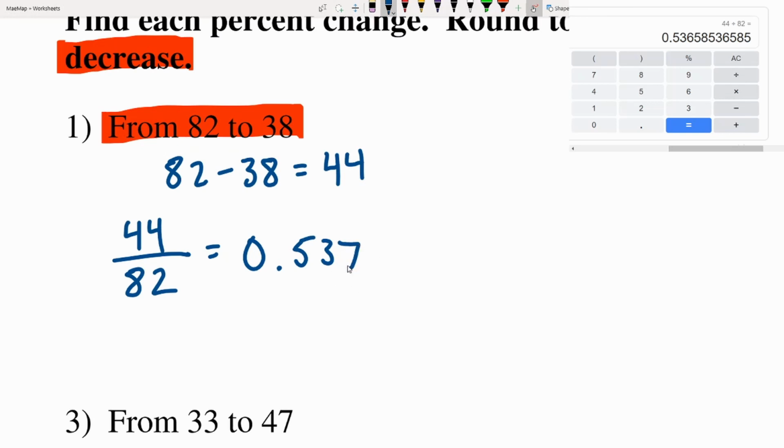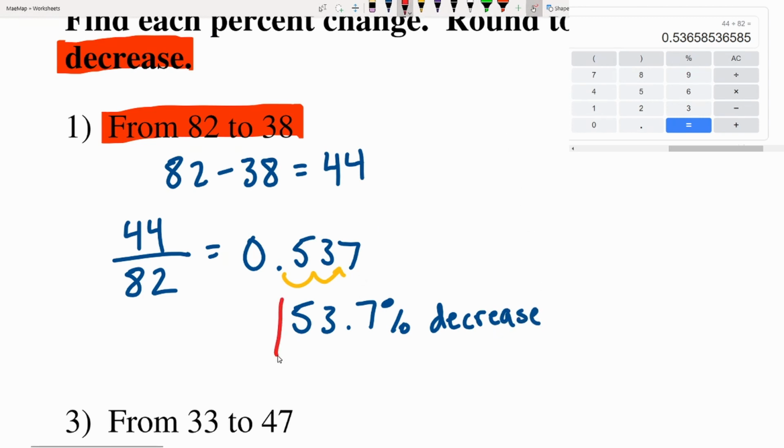And again, I want this as a percent. I have it in a decimal form. I want it as a percent. So I'll move that decimal place over twice to get my percent of 53.7%, and that's a decrease. So 53.7% decrease, going from 82 to 38.